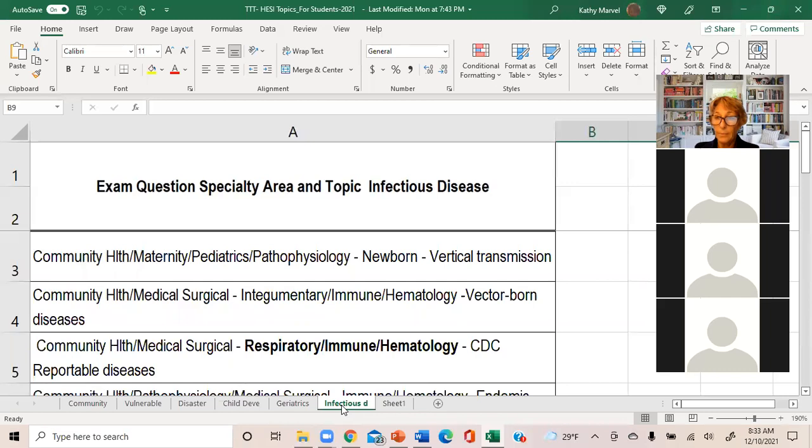Transplacental transmission, correct? Yes. And why is that important? And maybe what STDs do travel transplacentally? And what was the one STD that we talked about? HIV. Syphilis. Thank you. Yes, Pauline, thank you.